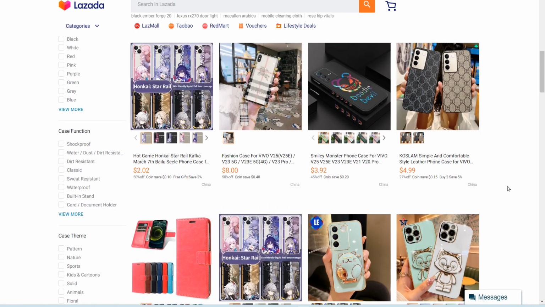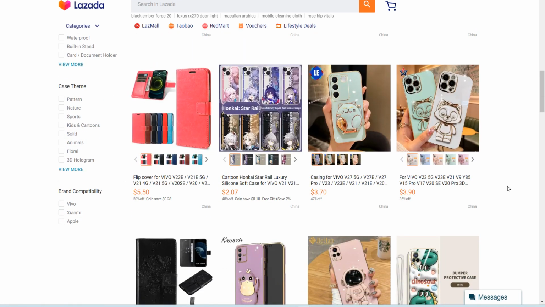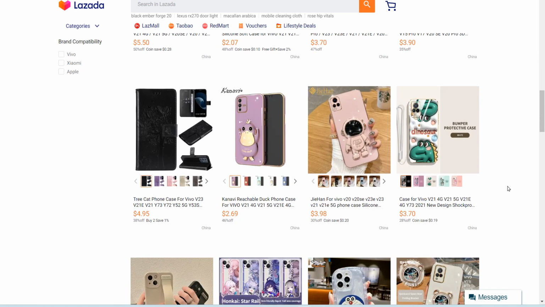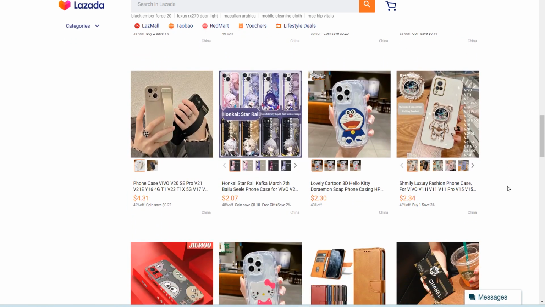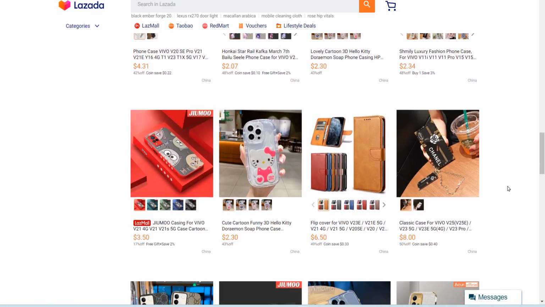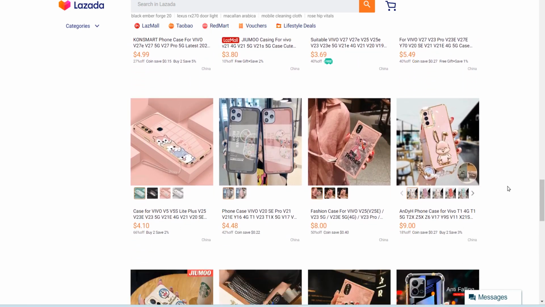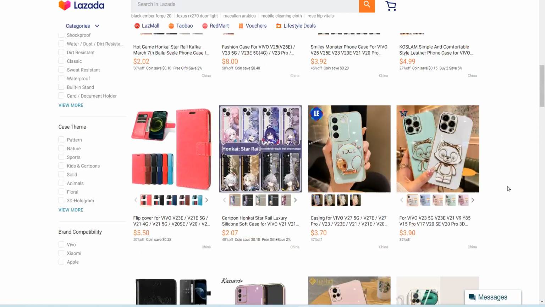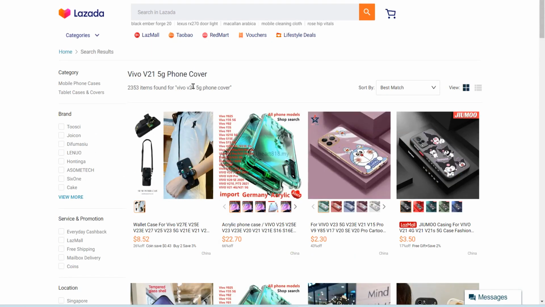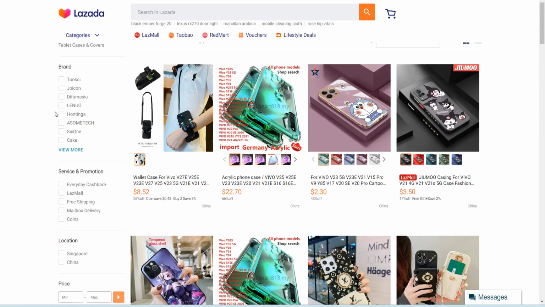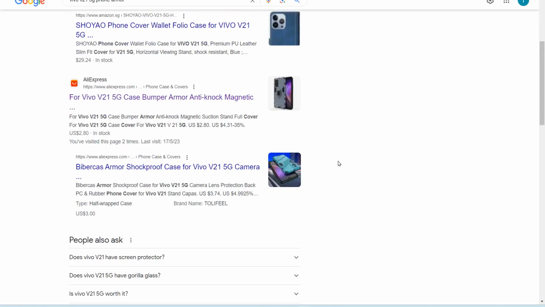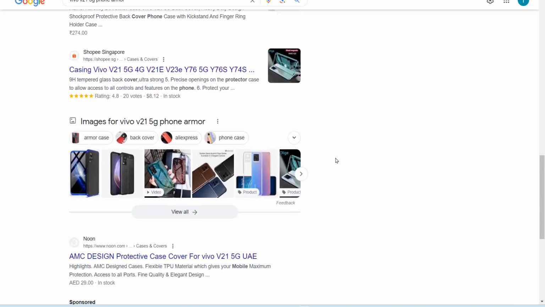Like my previous phone, the one on Lazada was a casing, but it was not an armor. It was more of a decorative, design-oriented kind of thing. Okay, so if the keyword is not armor, maybe it's not okay. Is this the one I saw just now?